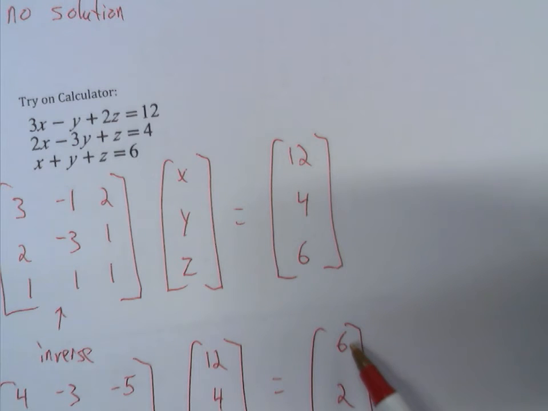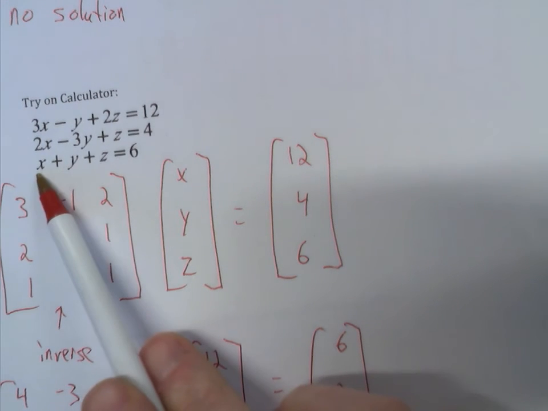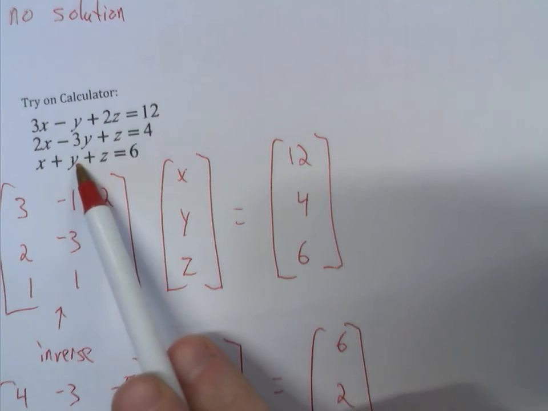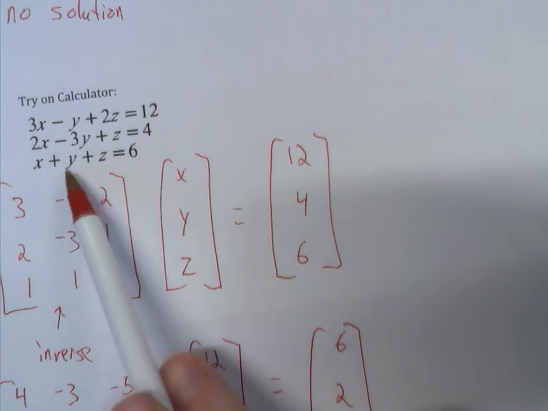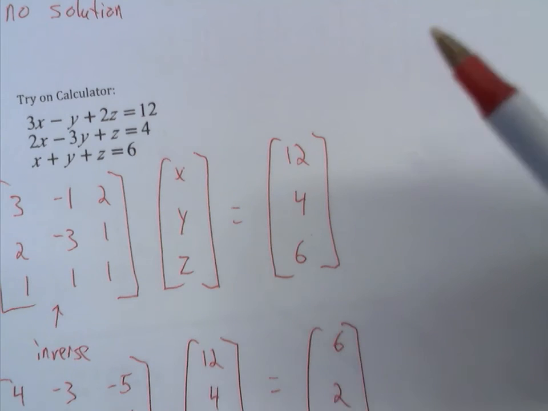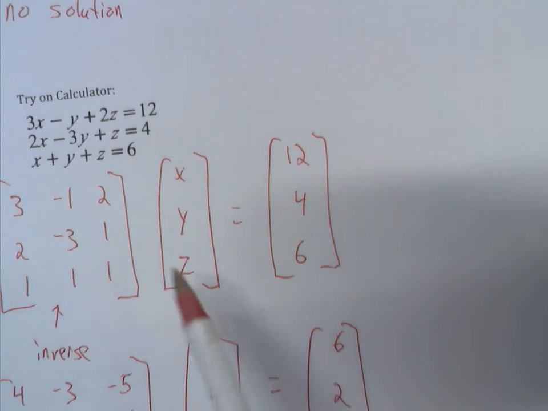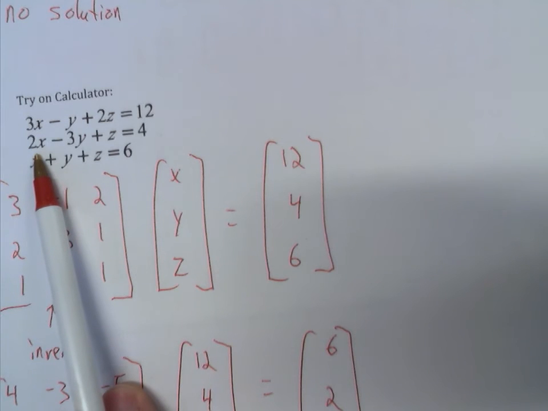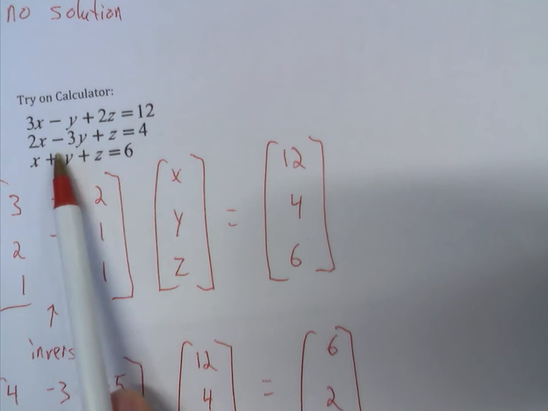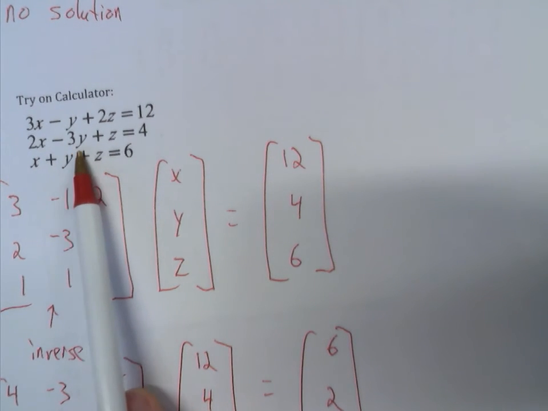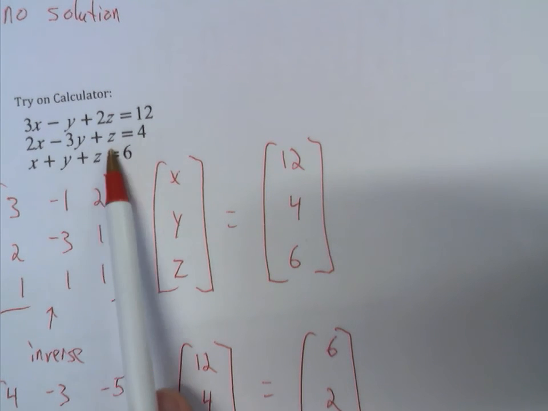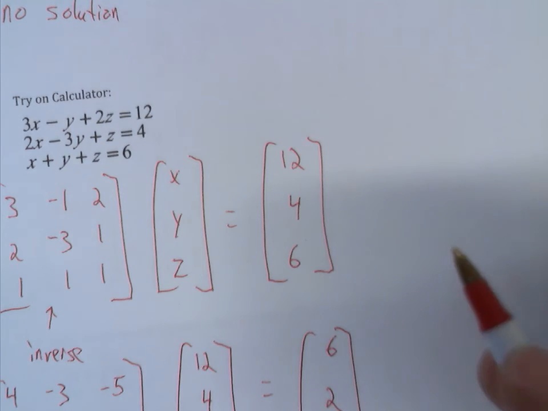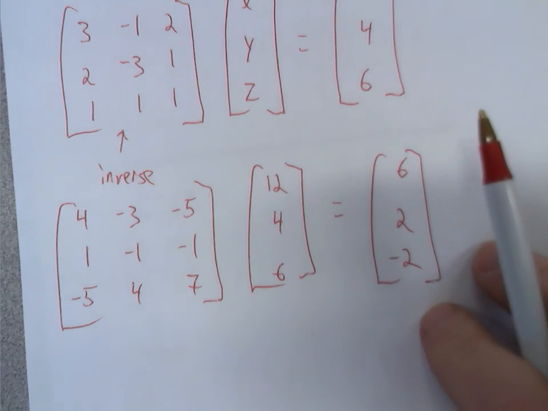And again, we can double check to see if these actually check out. For example, if I take 6, put in for x, and I put 2 in for y, 6 plus 2 is 8, minus 2 gives me 6. And I can do it for the others as well. 2 times 6 is 12, minus 3 times 2 is 6, so 12 minus 6 is 6, plus negative 2 is 4. So they'll check out, and they work quite well.